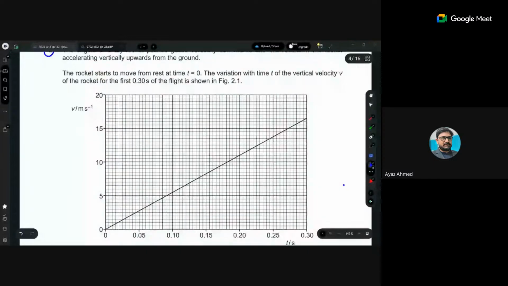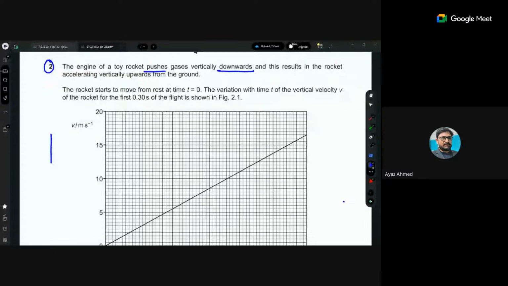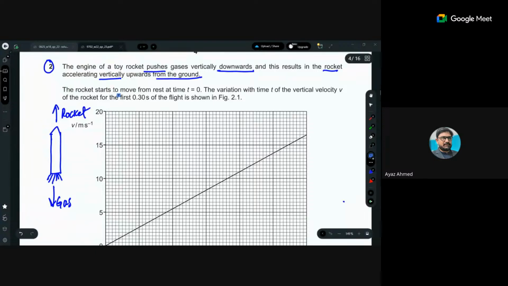So the engine of a toy rocket pushes gases vertically downwards, right? For example, you have a toy rocket and the gases are pushed downward, and definitely the rocket will be pushed upward. This results in the rocket accelerating vertically upward from the ground. The rocket starts to move from rest. Important information, we underline this: starts from rest at time t equals 0.